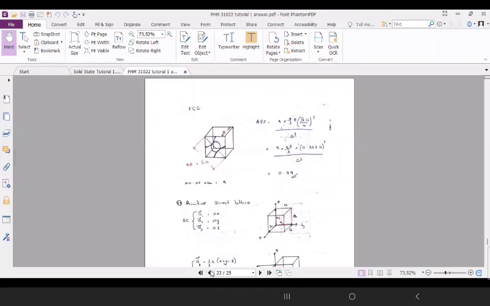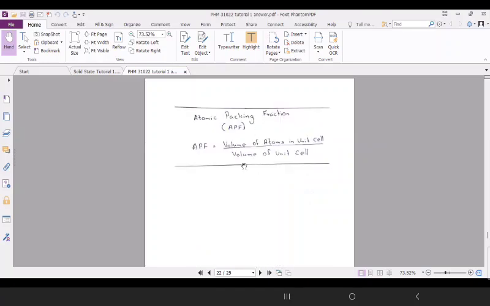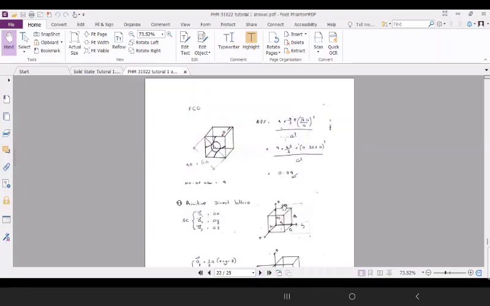in this equation. In this case, the upper portion should be the volume of total atoms in that unit cell, and the lower part is the volume of the unit cell. So you have to substitute the values, and you can get the APF value using a simple calculation.